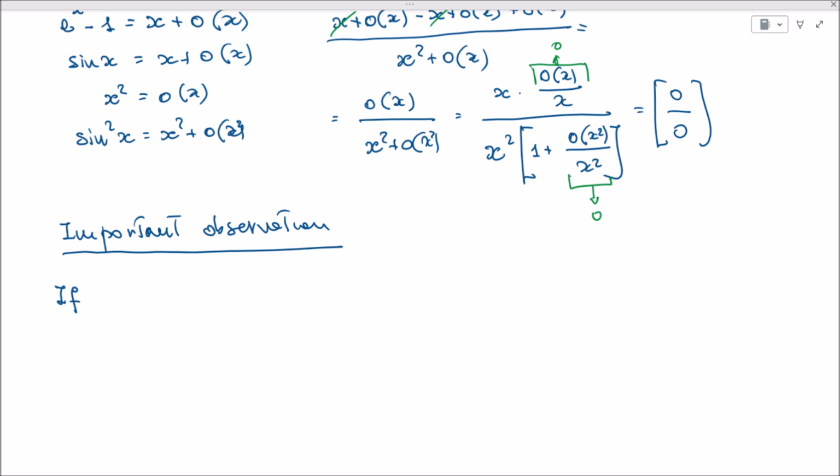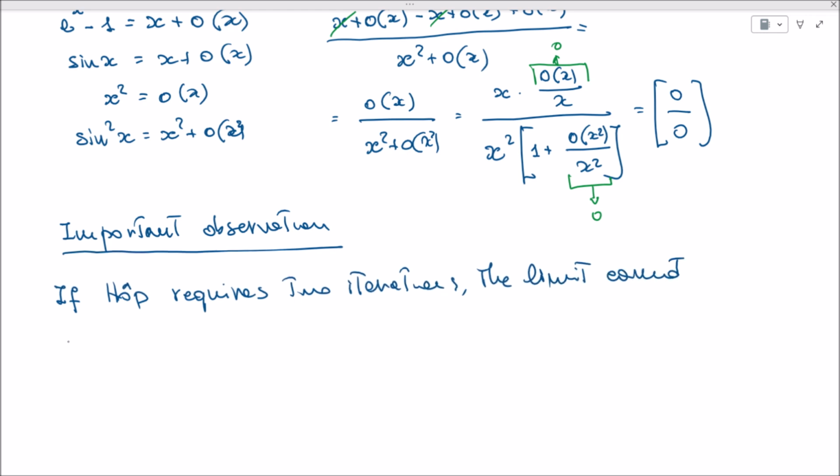If L'Hopital requires 2 iterations, the limit cannot be solved by the short expansion.